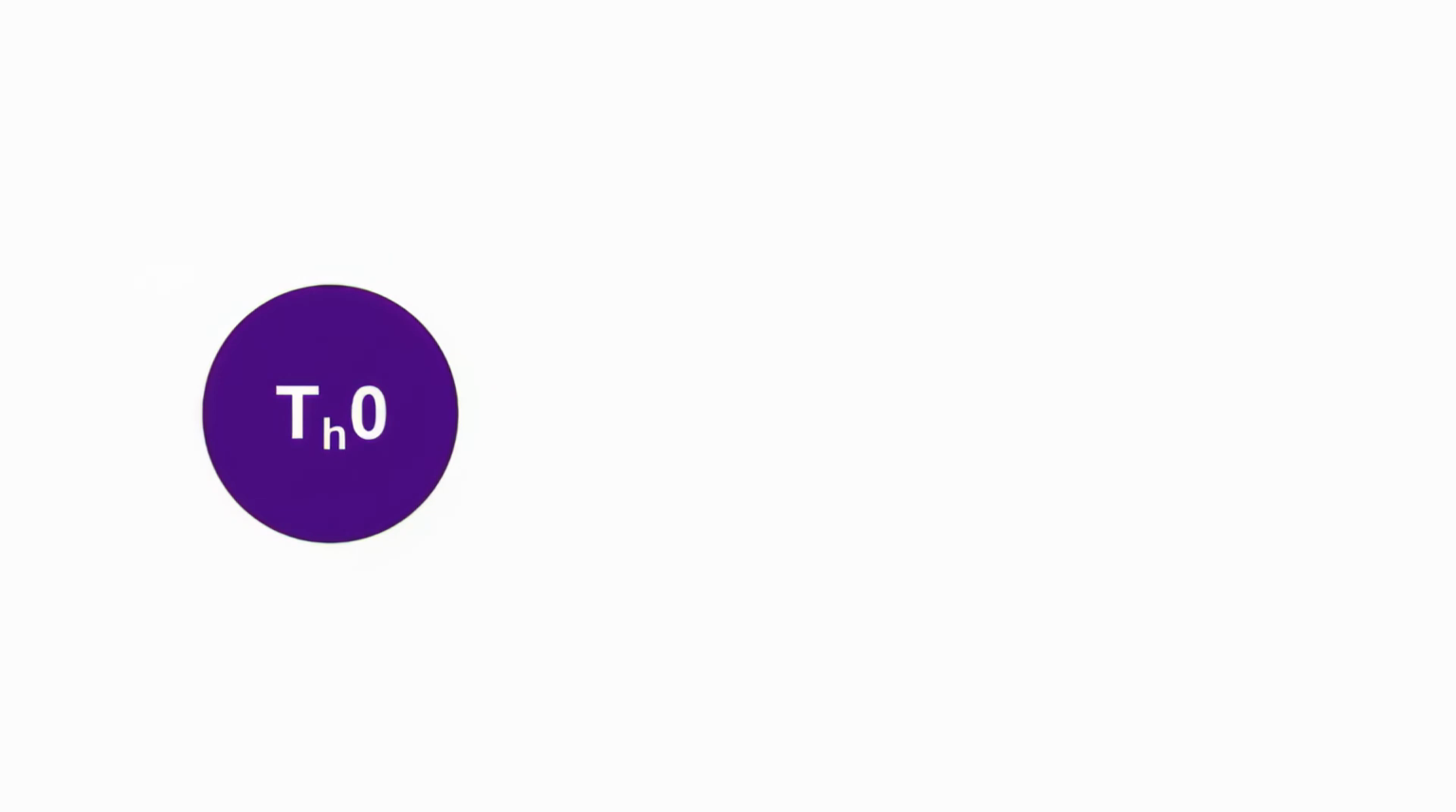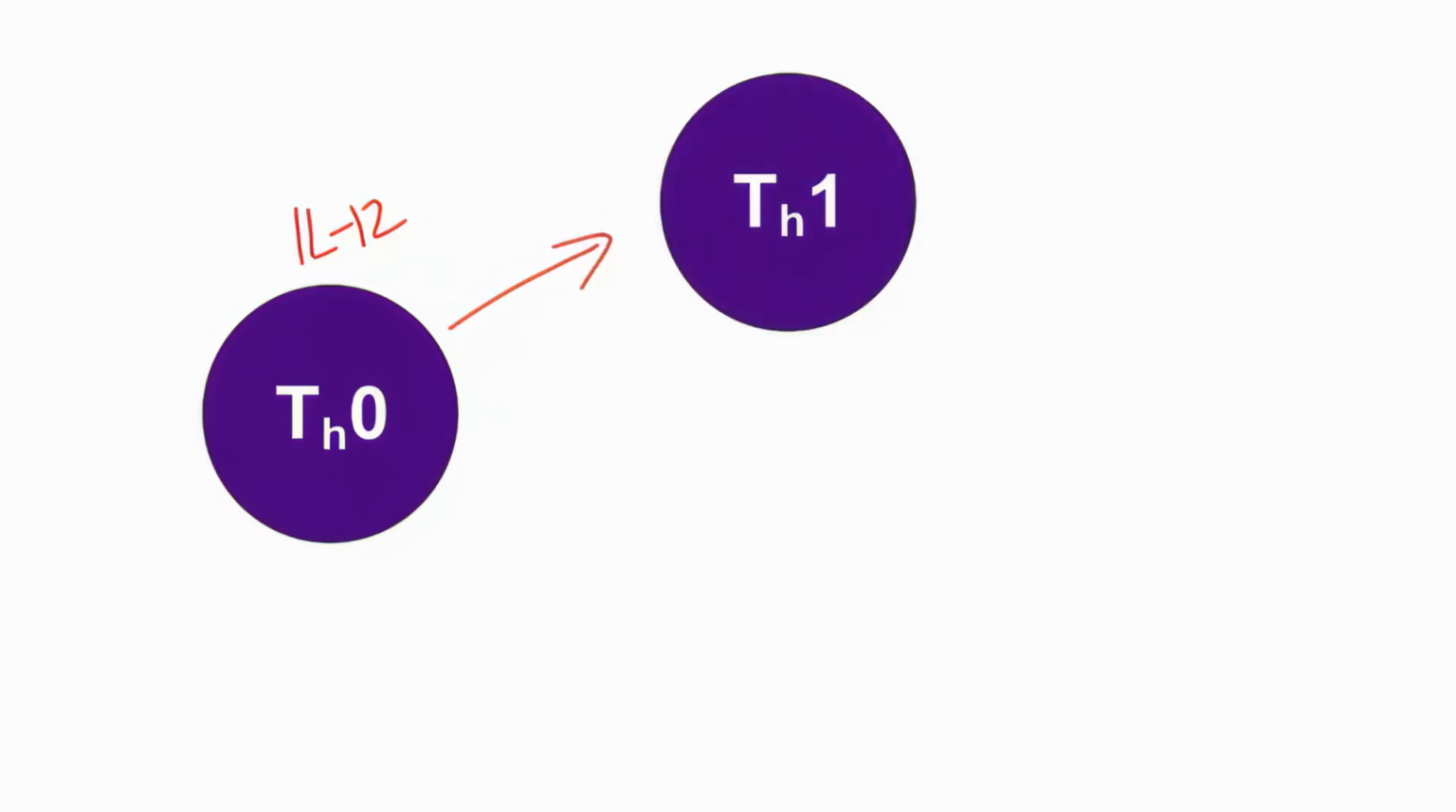When a naive helper T cell leaves the thymus, it is a T helper 0 cell. If IL-12 is around, say during a viral infection, IL-12 will induce those naive T cells to become Th1 cells. Now, why do you want more Th1 cells around during a viral infection? Well, let's talk about which cytokines Th1 cells produce. Th1 cells secrete IL-2. And what does IL-2 do? IL-2 stimulates the proliferation of T cells, including the cytotoxic T cells that destroy virus-infected cells, as well as stimulating proliferation of even more of these Th1 cells.